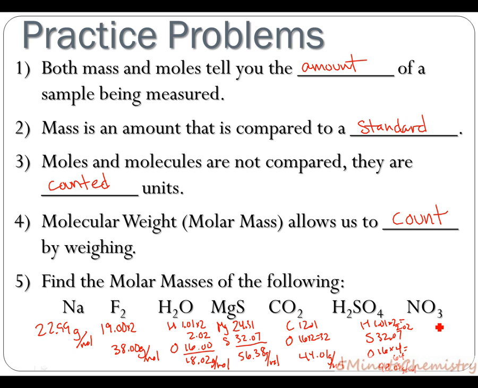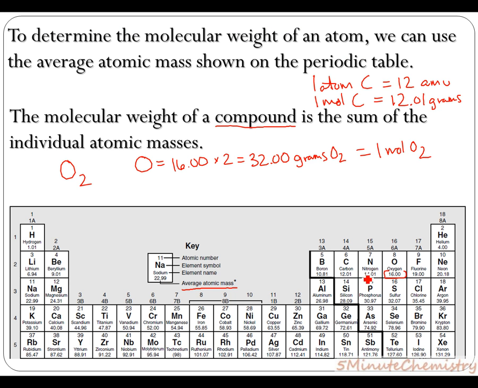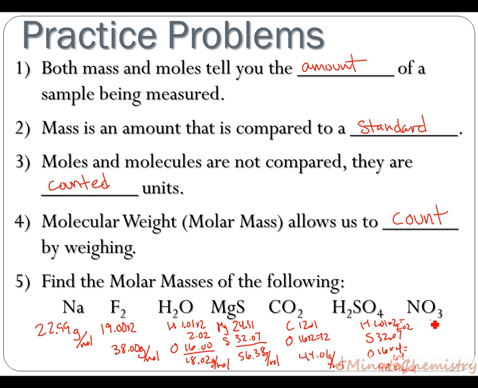Now the NO3 are nitrogen, 14.01. So nitrogen 14.01, oxygen is 16 times 3 gives 48. And lastly, 14.01 and 48, that's going to be 62.01 grams per mole. All right, hope that helped.